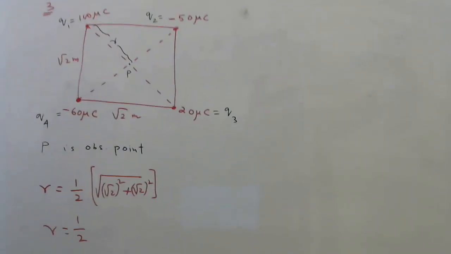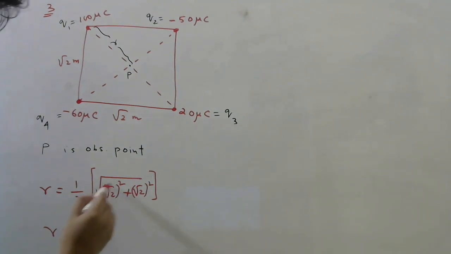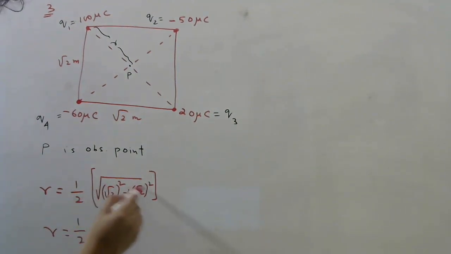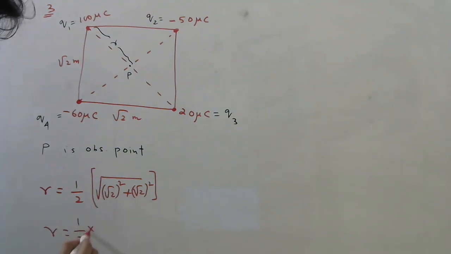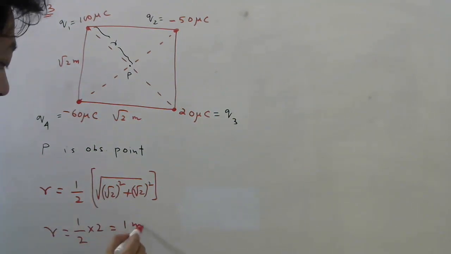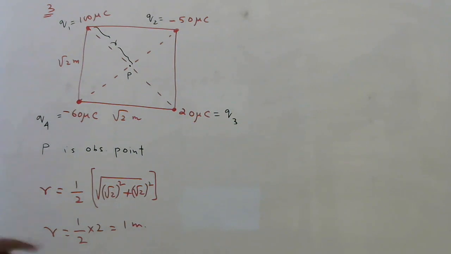Sorry again. And this will be 2, right? Root 2 square will be 2. 2 plus 2 will be 4. Square root of 4 will be 2. So this is 1 meter. So R is 1 meter. Okay, I hope all of you understood.